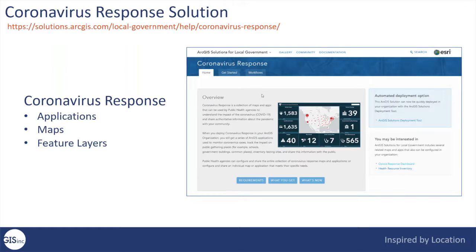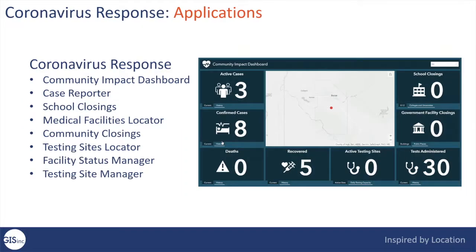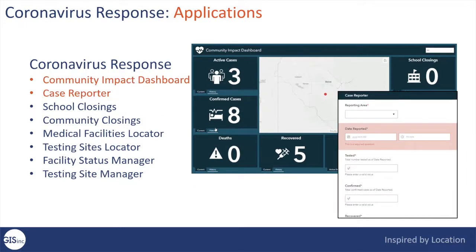So what's included with the solution? You get a series of applications. Community Impact Dashboard is what you see there on the right. You get a case reporter, which is a survey that allows you to collect case information that populates that dashboard. And then you get a series of other applications. And for the sake of this recording, we're going to focus on the Community Impact Dashboard and that case reporter, that survey form that you see there on the right.